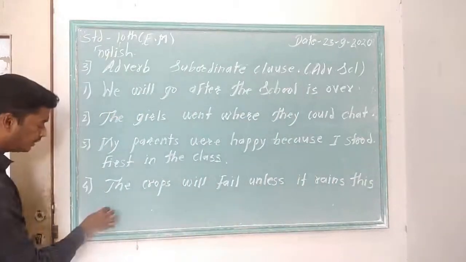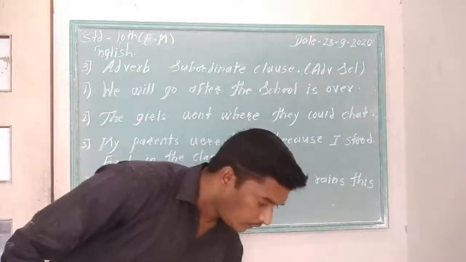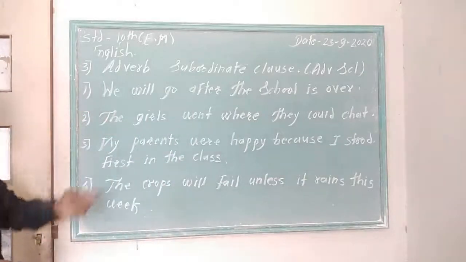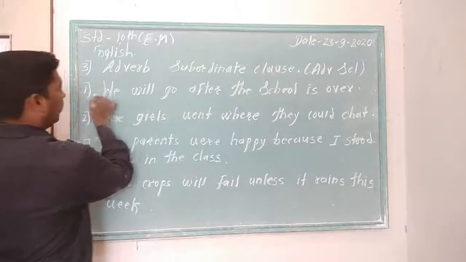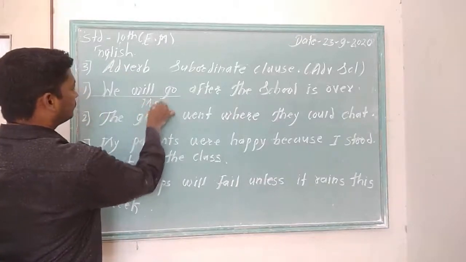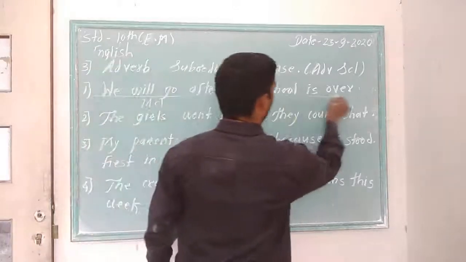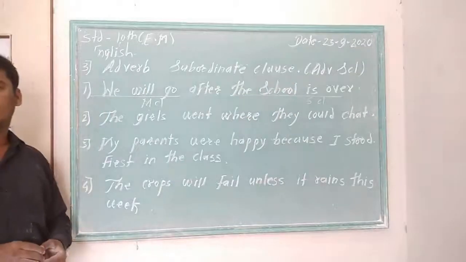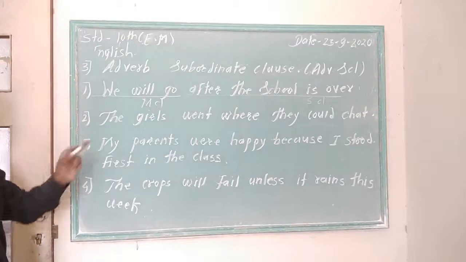Okay, pay attention here. I have written 4 sentences. First of all, let's identify main clause and subordinate clause. First sentence is, we will go after the school is over. We will go is main clause. After the school is over, it is subordinate clause. It has been started with after, and it is not meaningful. It cannot express complete meaning.